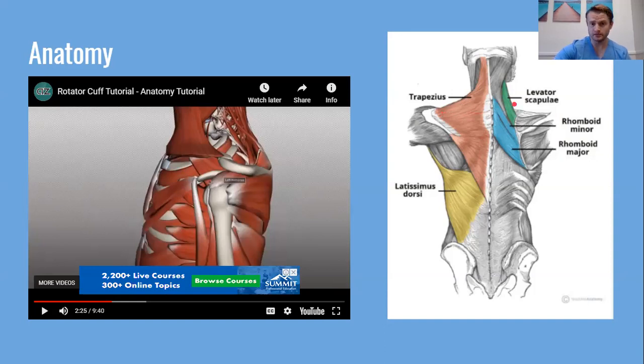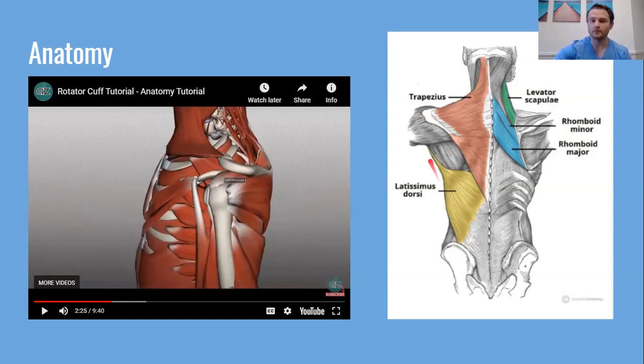So the trapezius, which is here, is broken down into three parts. So we have the upper trapezius, the middle trapezius, and then the lower trapezius. We also have the lats. Typically, you don't think of the lats as a shoulder muscle, but it does go all the way up and attach to the arm.